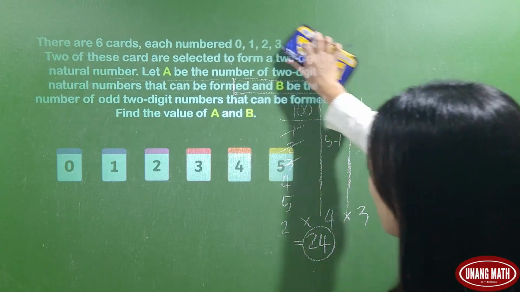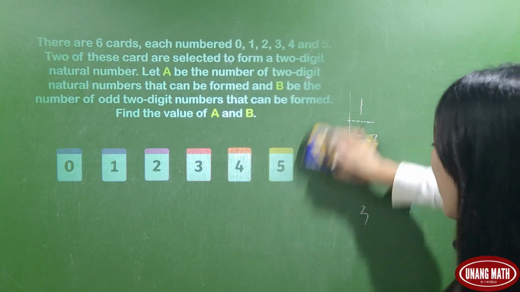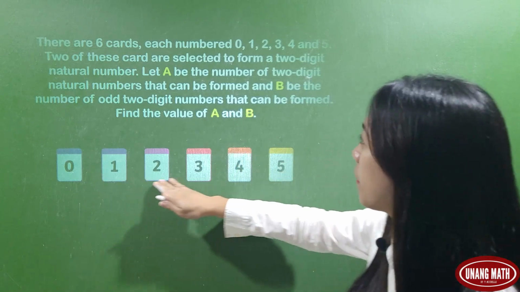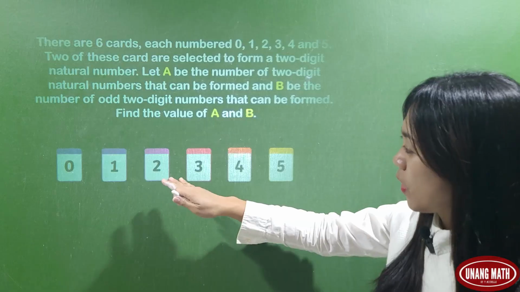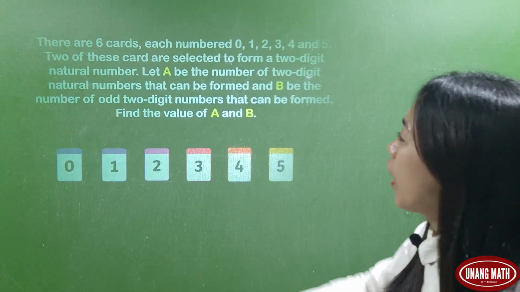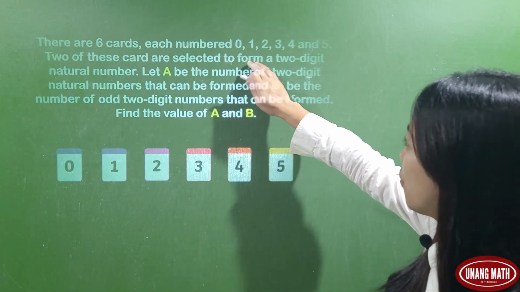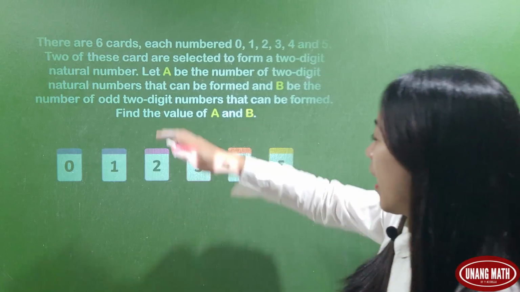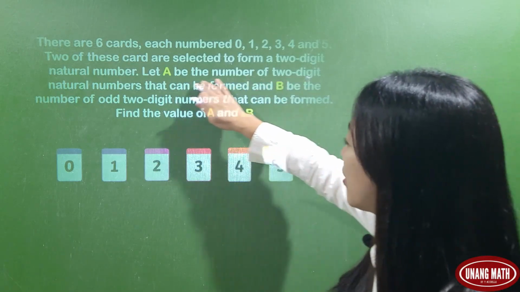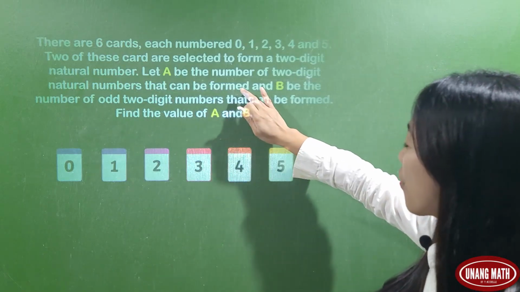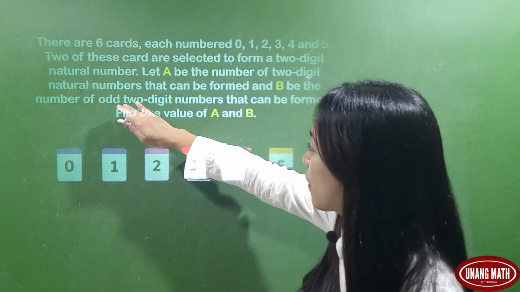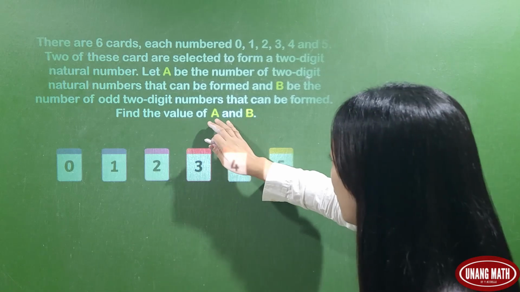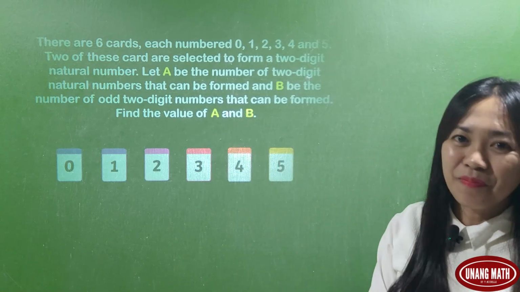Okay, and for this last problem or question, let's check this one. There are 6 cards, numbered 0 until 5. So 0, 1, 2, 3, 4, 5. Two of these cards are selected to form a two-digit natural number. Let A be the number of two-digit natural numbers that can be formed, and B be the number of odd two-digit numbers that can be formed. So find the value of A and B.